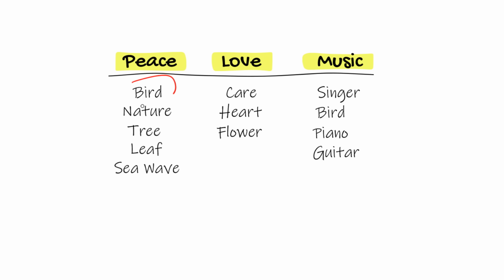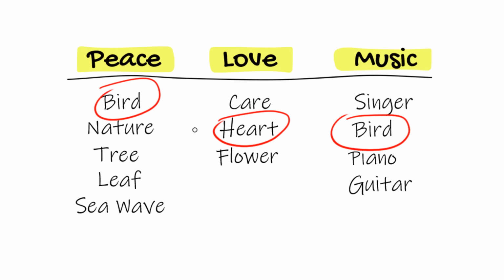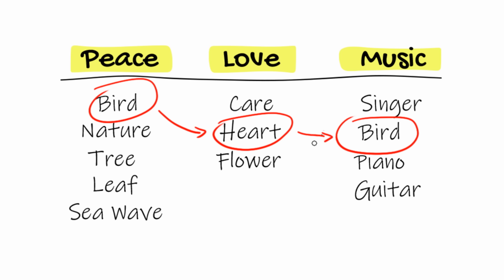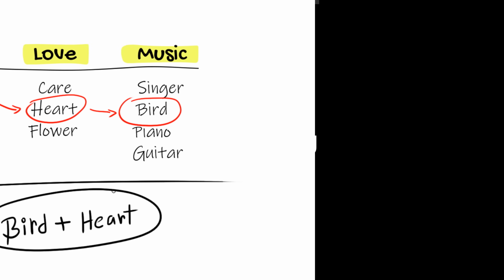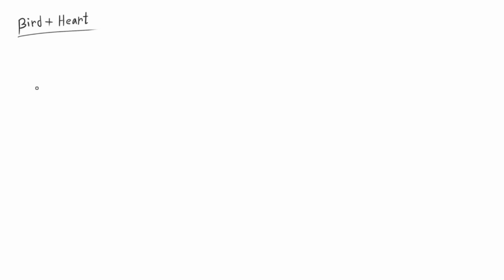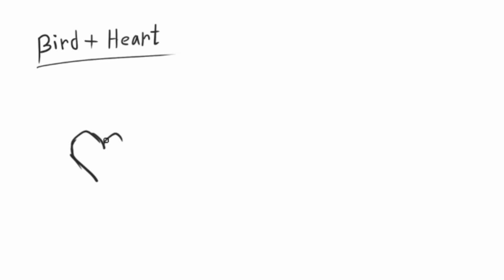Now I will select at least one suitable keyword from each column and combine them. Here the bird is common for peace and music. So for this logo, I can design an icon combining bird and heart. Now I am going to draw some icon concepts combining bird and heart.